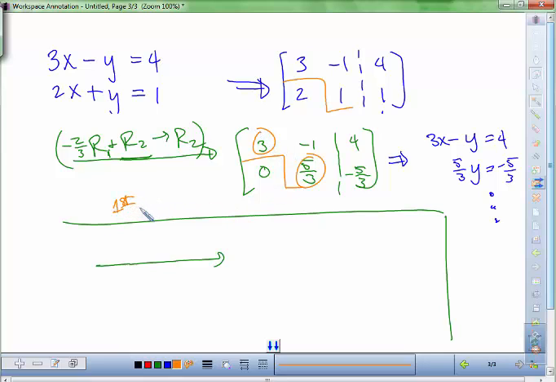First non-zero number in each row is called the leading coefficient.